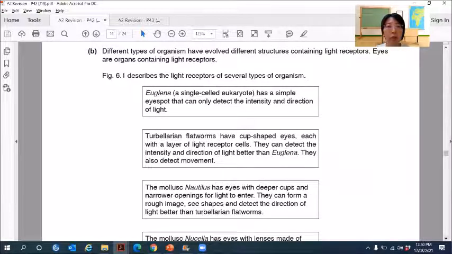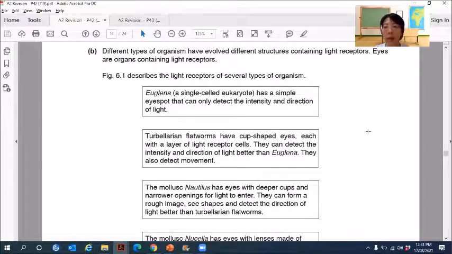Now, very interestingly, they show you in figure 6.1 several types of organism to show how the eyes and the receptor cells of the eye change in evolution. Okay, that means when the new type of organism arises from pre-existing type, they become more and more complex.